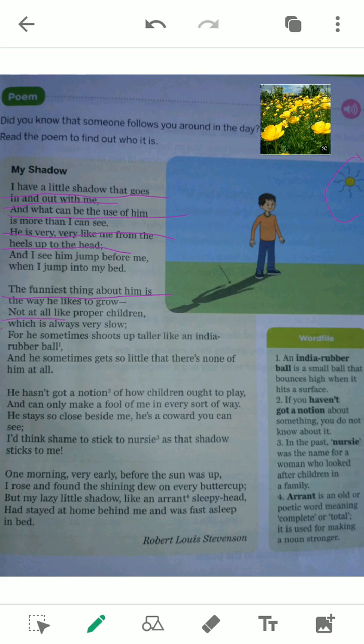Not like a proper child he grows. How do proper children grow? A proper child grows very slowly. It takes 10 to 12 years to grow up to be a man. It takes a total of 10 to 15 years to grow up to be a man. But the child sees that the shadow grows very fast.